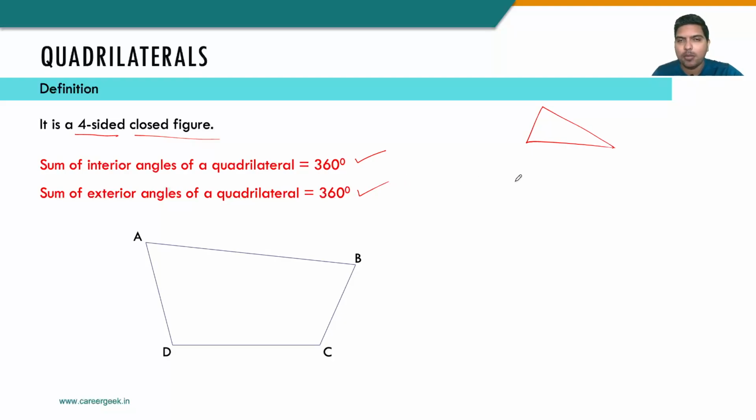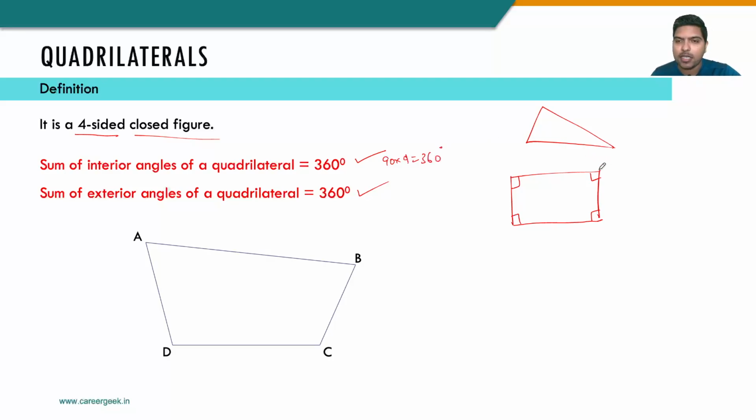Now to prove the sum of exterior angles is 360, I'm taking a rectangle for convenience. We know all angles are 90 degrees, so the interior sum is 90 multiplied by 4, which is 360.